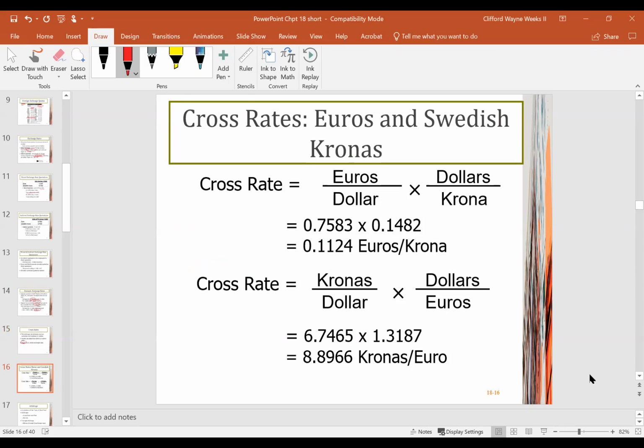So here's an example, euros to Swedish krona. We have the US dollar to the euro, and we have the US dollar to the krona, or krona, hey, corona, the coronavirus.